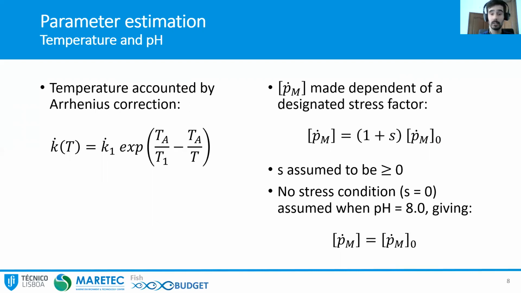And pH was accounted by making Ṗ_M, the volume-specific somatic maintenance rate, dependent on the stress factor S through this equation, where S is assumed to be higher than or equal to 0, and an S equal to 0 means no stress, and is assumed here to be our highest pH value on the previous data, so a pH of 8.0.